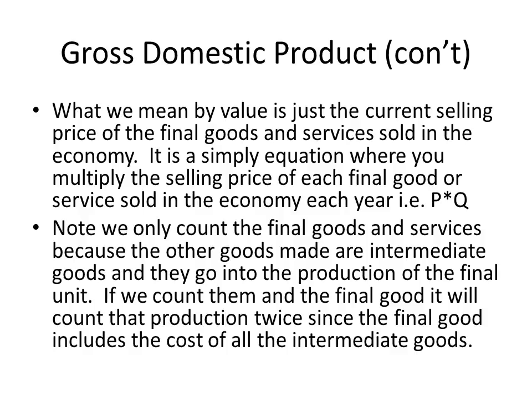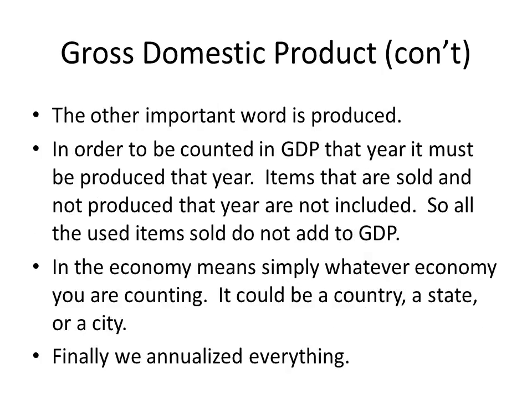Note we only count the final goods and services because the other goods made are intermediate goods and they go into the production of the final good. If we count them in addition to the final good, it will count that production twice since the final good includes the cost of all the intermediate goods.